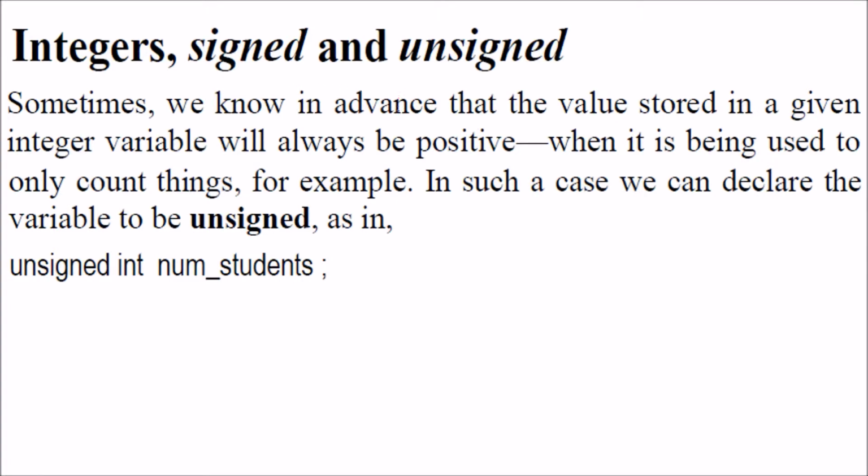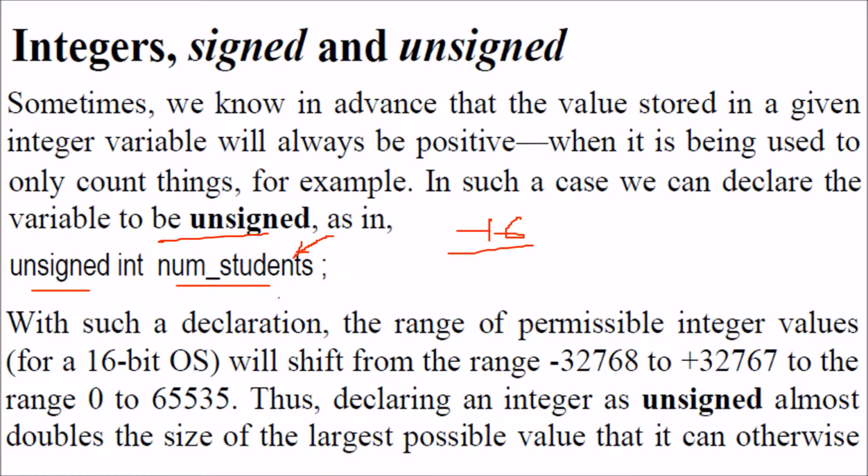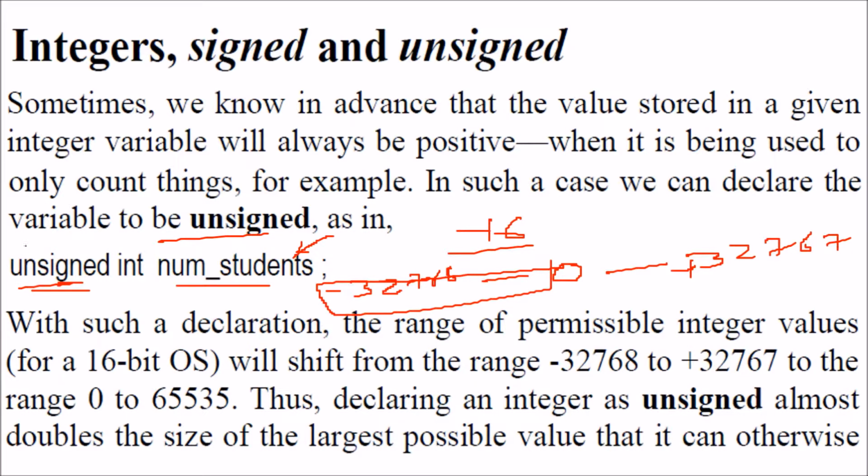Integers, signed and unsigned. You know that integers are capable of handling negative as well as positive values, which are not decimals. So when we declare something as unsigned int num students, we know that the number of students can never be negative. Can you assume that your students are minus 16? That is not possible. So with unsigned, you are actually shifting the range. This is 0, this is minus 32768, and here you have 32767, which is positive. You don't want this area. So you are saying that I don't want signed values, so you put unsigned. You are taking this range and adding it up here.